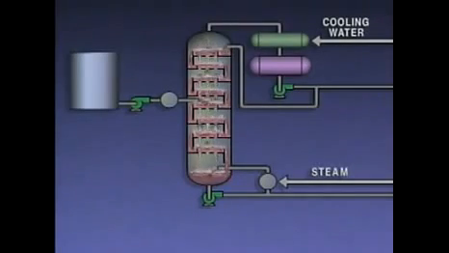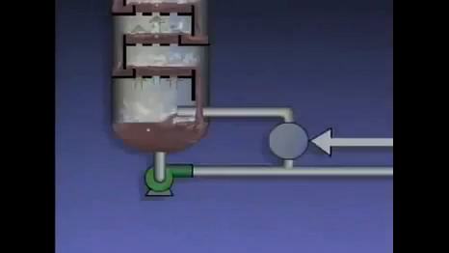Refluxing increases the purity of the overhead product because condensing the vapors made of heavier fractions keeps them out of the stream of vapors that leaves the top of the tower.